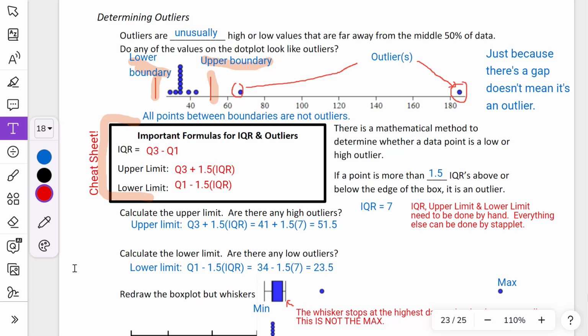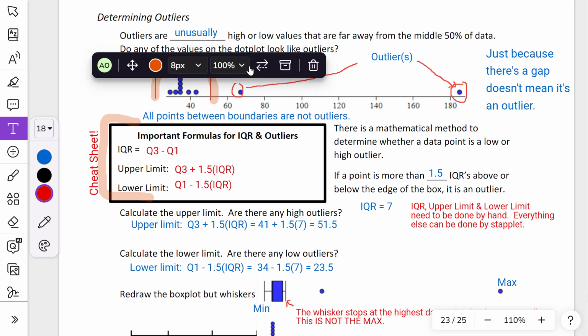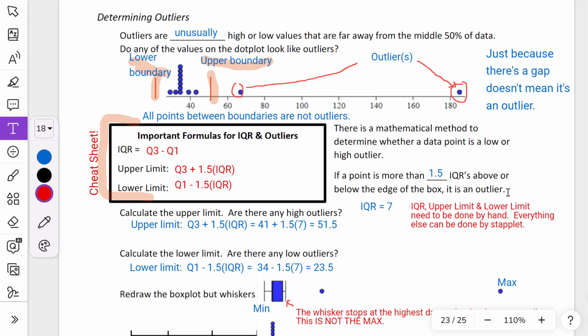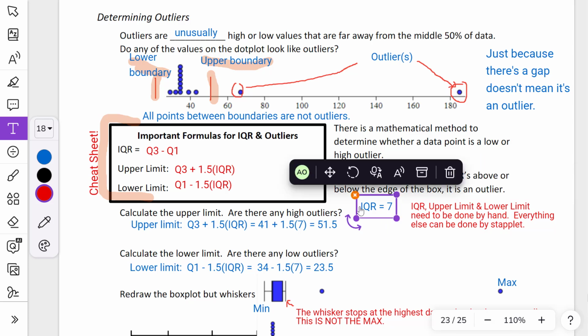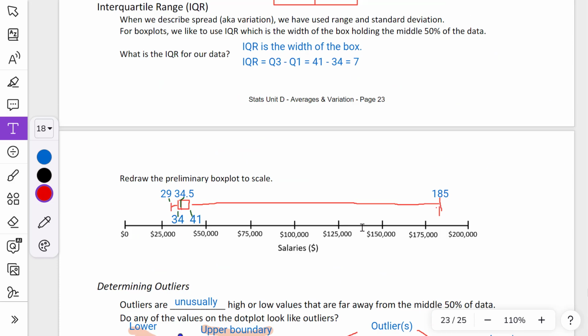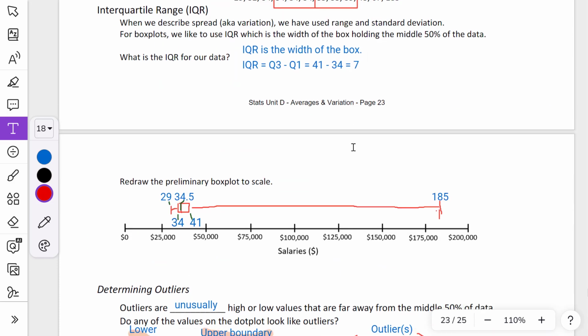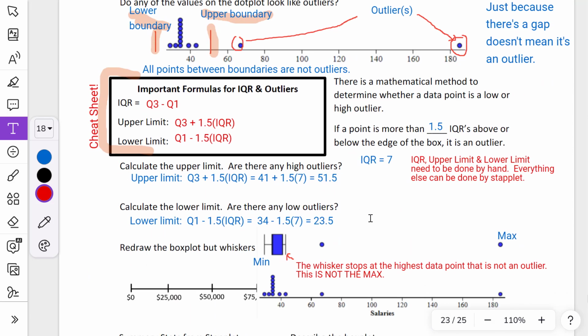So there is a mathematical method. If this width of the box we call IQR, and you're more than 1.5 widths outside of the box, then you're really outside the box, so we call you an outlier. First of all, I brought back my IQR of 7, which we calculated on the previous page. IQR, upper limit and lower limit need to be done by hand. Everything else can be done by Stapplet.